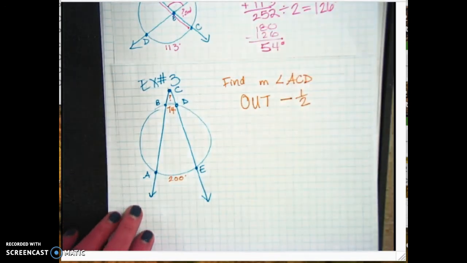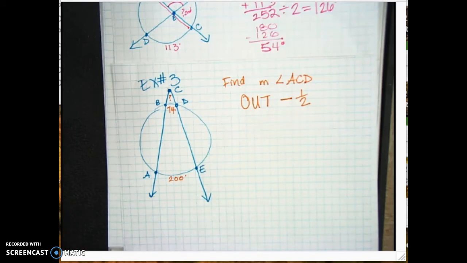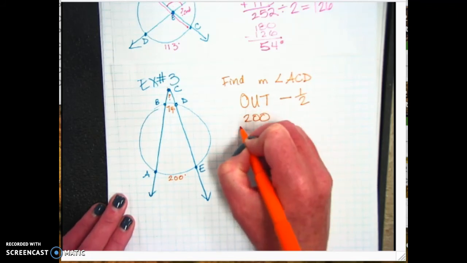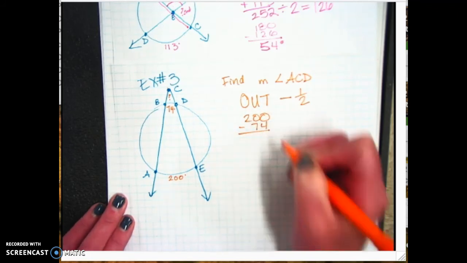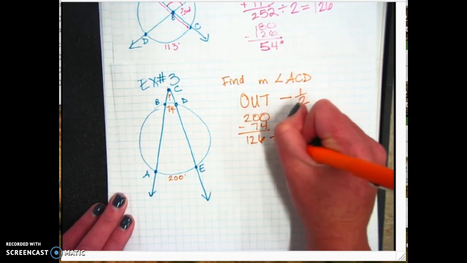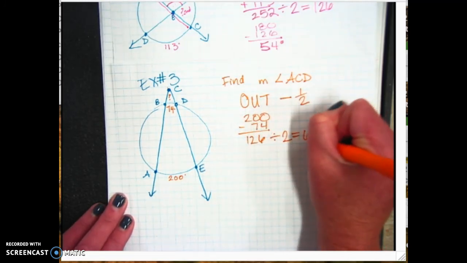Okay? Only thing tricky on this one is that you do the larger minus the smaller. Okay? Other than that, it's pretty easy. So 200 minus the 74. I got 126. We're going to divide that by 2. I got 63 degrees.